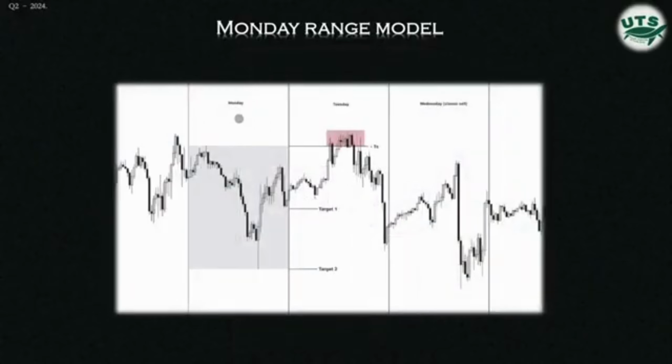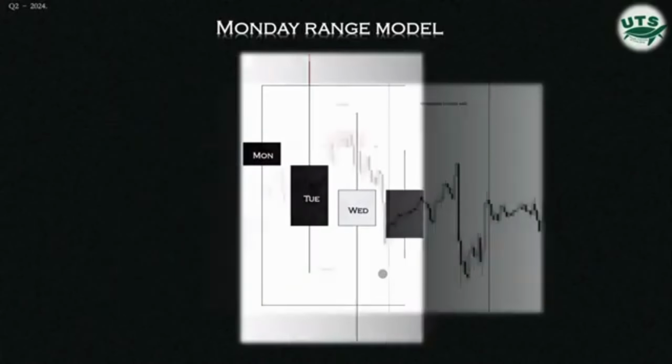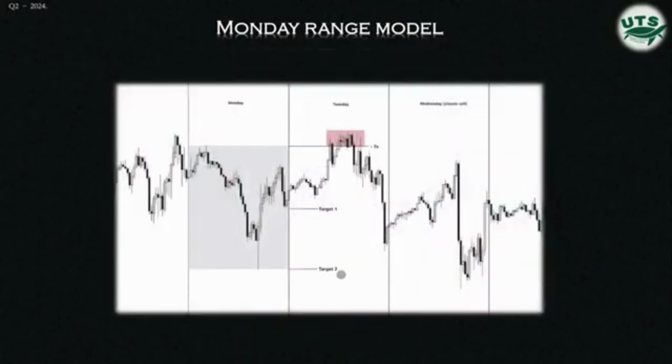Another example, you got Monday range, Tuesday turtle soup, target 1 and target 2. It's the same candle, by the way. All right, so Monday chop, Tuesday this gray area gets turtle souped, and then on Wednesday you get a classic sell, an easy day to trade.